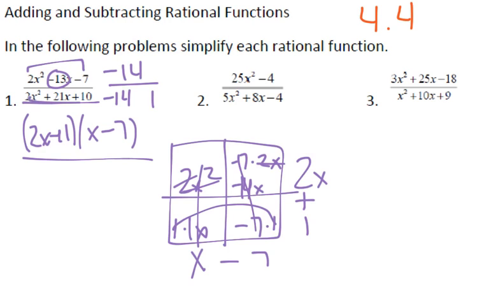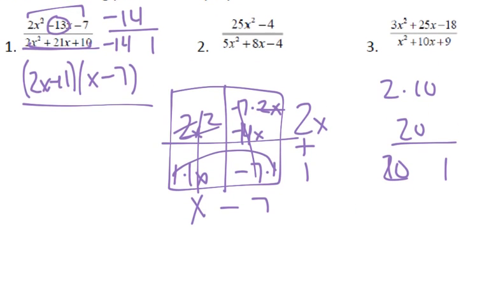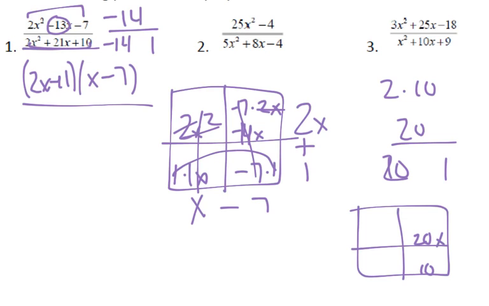This bottom one, same idea. 2 times 10 would give us 20. Factors of 20 that add up to 21. Well, 20 and 1, right? So we do the box method again. So I get 10 down here, 20 up here, x, 1x, and 2x squared.